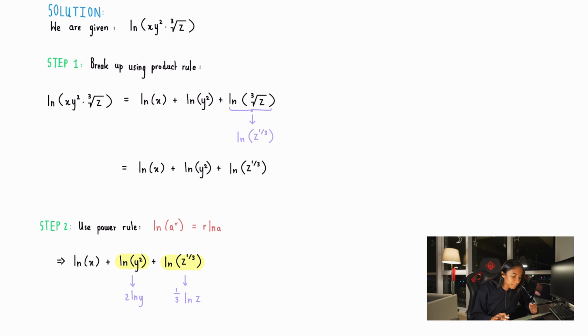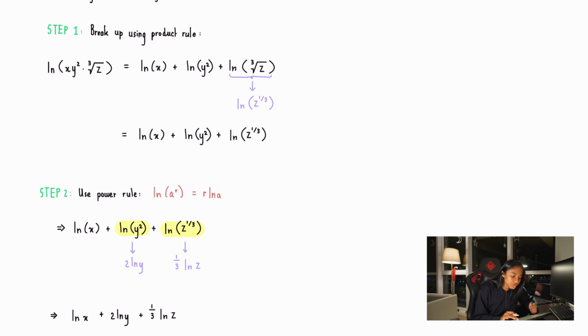So we are given ln of x y squared multiplied by the cube root of z. What we're going to do is break it up. Let's make it simple. We're going to use the product rule and break it up: ln x plus ln y squared plus the ln of the cube root of z.